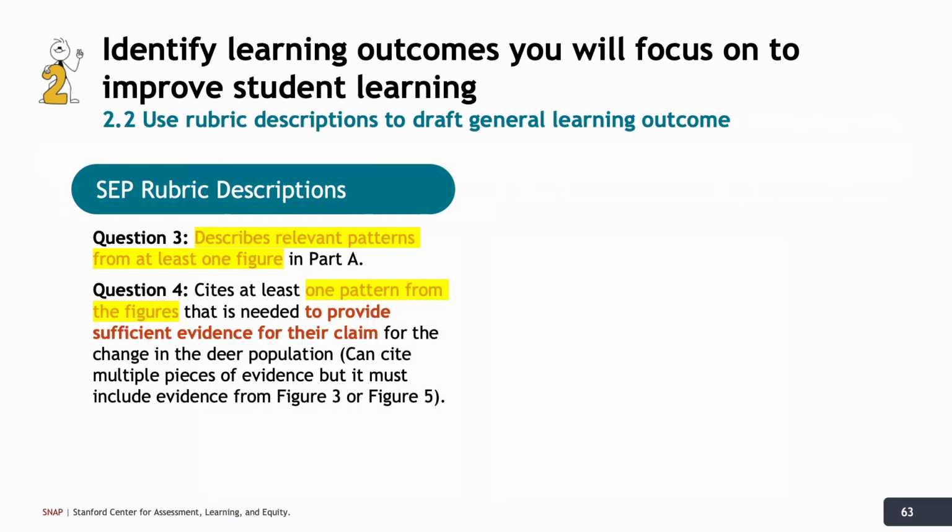So we look at the description of performance for the SEP from both question 3 and question 4, and we look at what they have in common. For example, as you see highlighted in yellow, both of these questions were measuring students describing patterns from the figures. We also think it's very important for this SEP that students are using these patterns from the figures to provide sufficient evidence for a claim. So we highlighted that in orange as well.